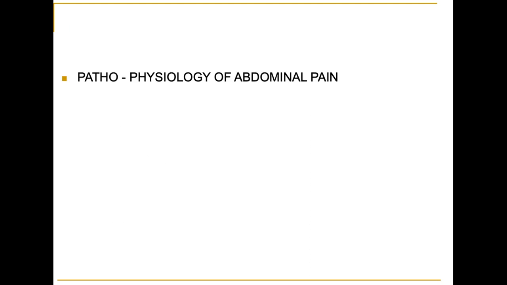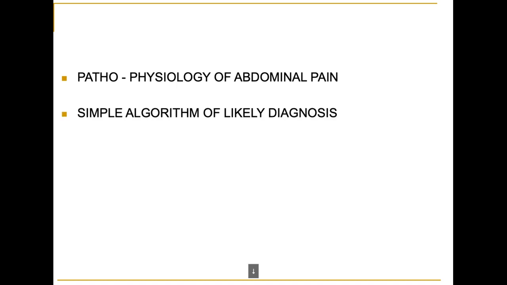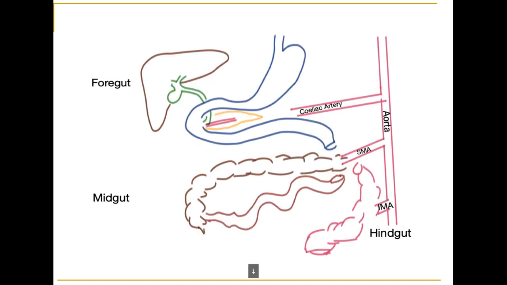There are three sections to this. First, we will briefly talk about pathophysiology of abdominal pain because this is crucial to understand. Then I will provide a simple algorithm of likely diagnosis. And finally, there will be a section on cases and pitfalls. So let's look at the pathophysiology first.